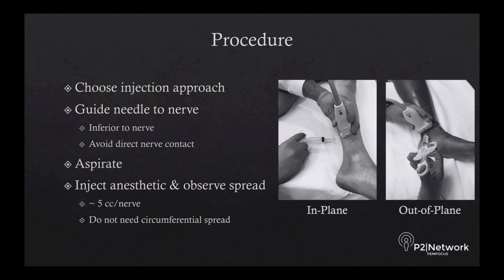Now, having found our nerve and tracked it up to the level we want to do our injection, we'll go ahead and proceed with our procedure. First, you have to choose your injection approach. There are two different injection approaches you can use for nerve blocks. Similar to what you can do with a vascular access, there's an in-plane approach and an out-of-plane approach.